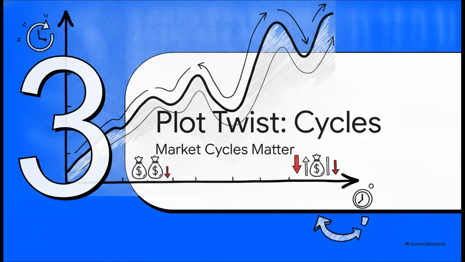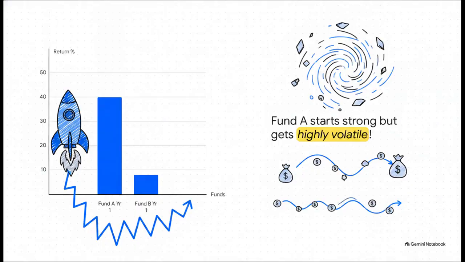All right, get ready for this. The plot twist: market cycles. Let's look really closely at the actual path these two funds took over 5 years, because this completely solves our mystery of why Fund B beat Fund A for the SIP investor.